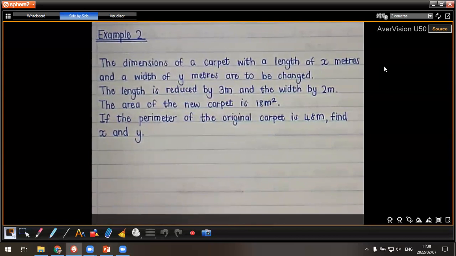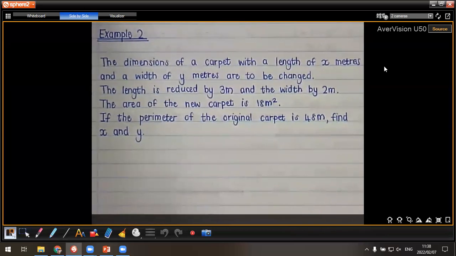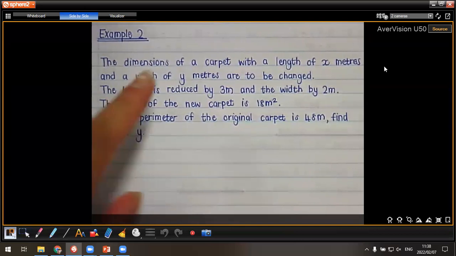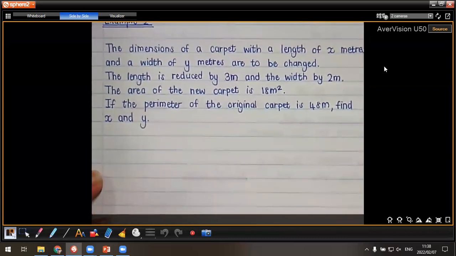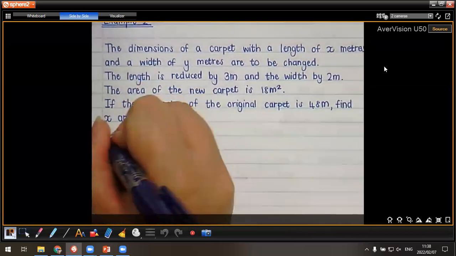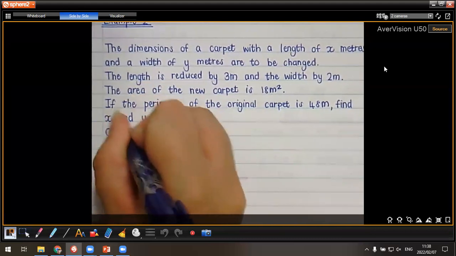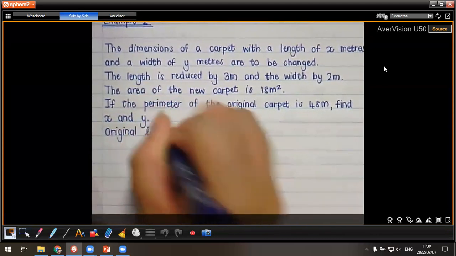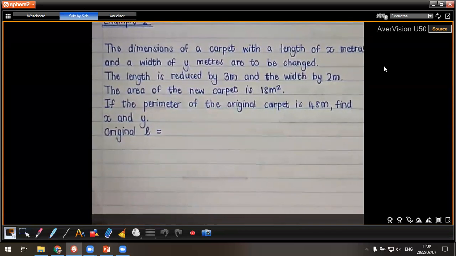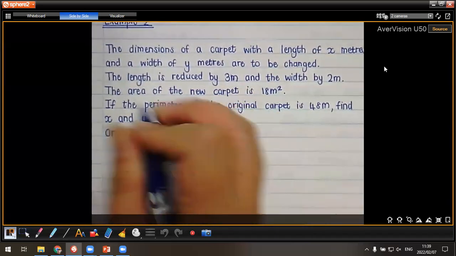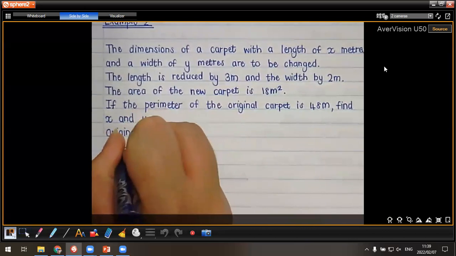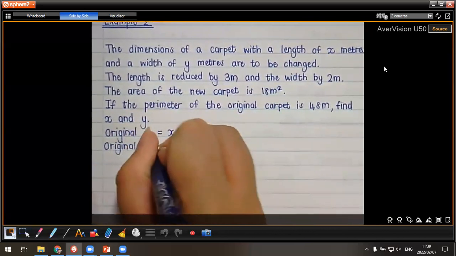Okay, so they're telling us that the length of the original carpet was x. So that's the original length, the original width was y. Okay, are they giving us other information about the original carpet? They're saying the perimeter of the original carpet was 48 meters. All right, so I'm going to write here original length. I'll just use a cursive R for length so that it doesn't look like a 1 maybe. So the original length was x and the original breadth was y.